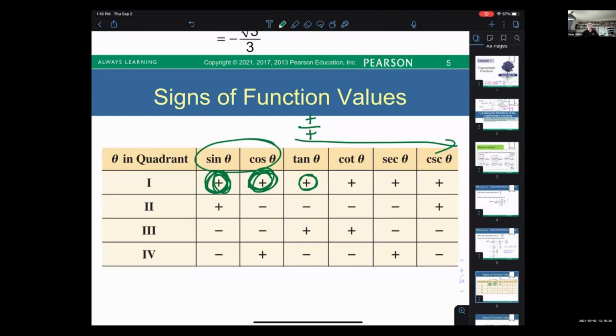So for secant, let's say I was talking about this one here, the secant in quadrant 2. Well, I want to remember that secant is 1 over cosine.